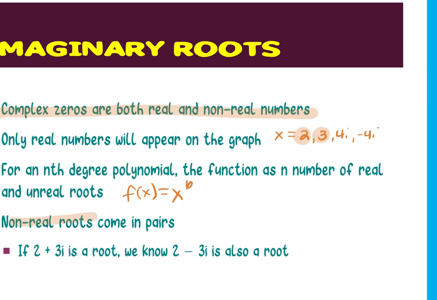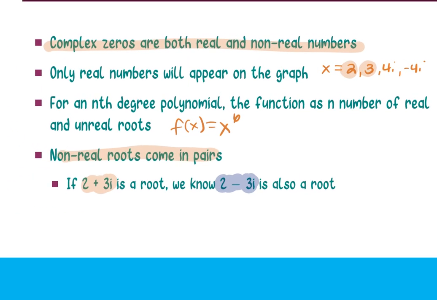And lastly, non-real roots come in pairs. If 2 plus 3i is a root, then 2 minus 3i is also a root. Notice the sign changes on the one with the i, the imaginary part, not the real part.